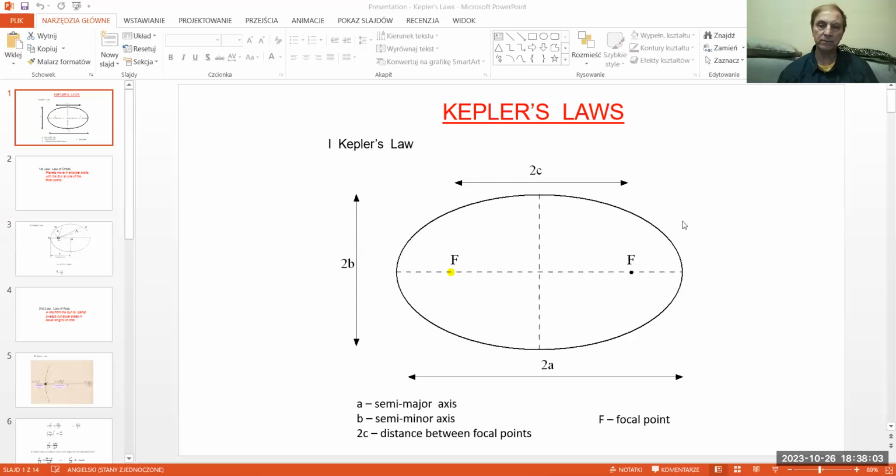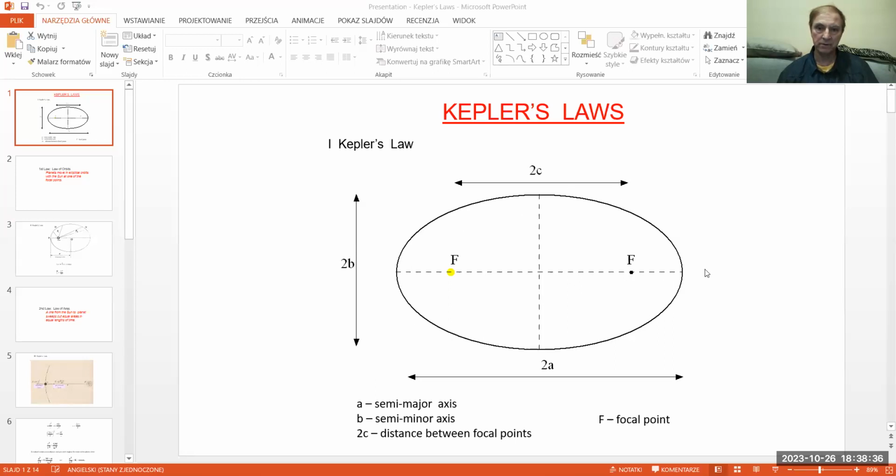says that all the planets in the solar system move in an ellipse around the Sun, and the Sun is located in one of the focal points of this ellipse. Here is an example, a picture that shows how it looks. We have here, this line is an ellipse.